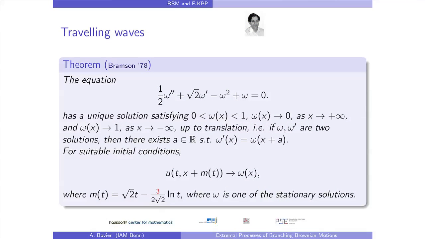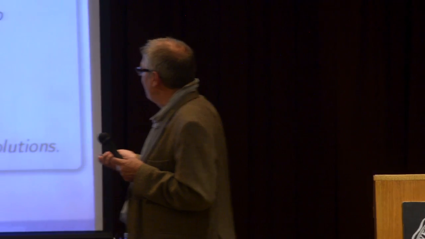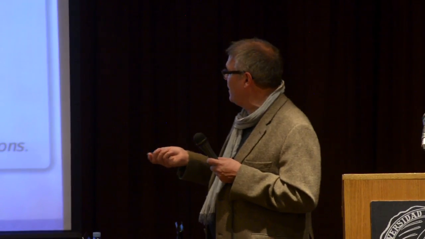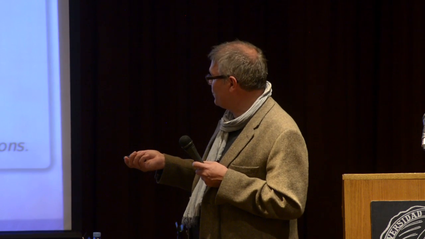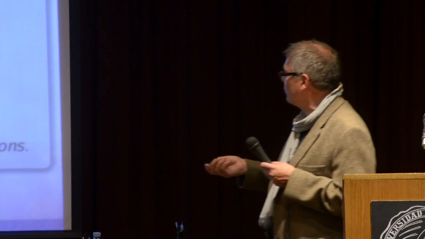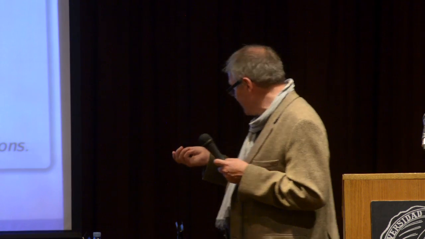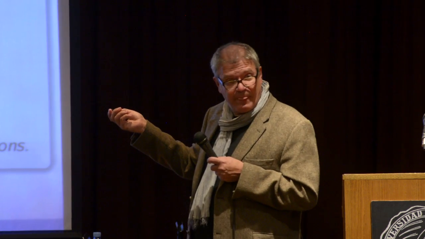under suitable conditions on the initial conditions, which I will not write here because there's not enough time, but for certain classes of initial conditions, you find that there's a traveling wave solution, so there's a function m of t, and m of t in that case will be square root of 2 t minus 3 over square root of 2 times 2 log t, and then this will converge to a solution of this equation.